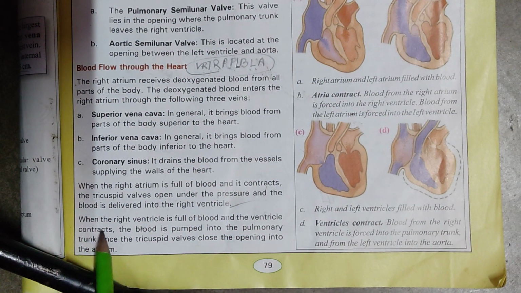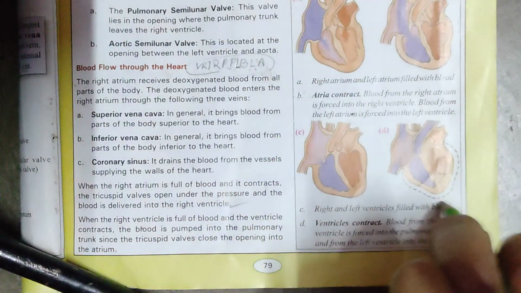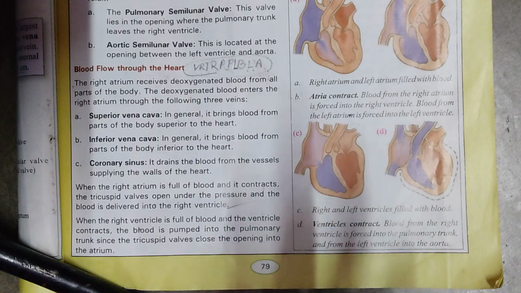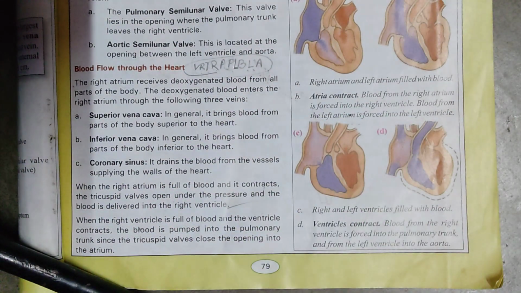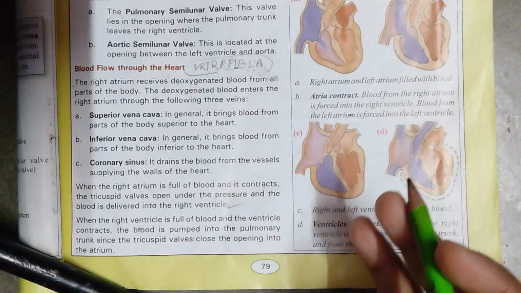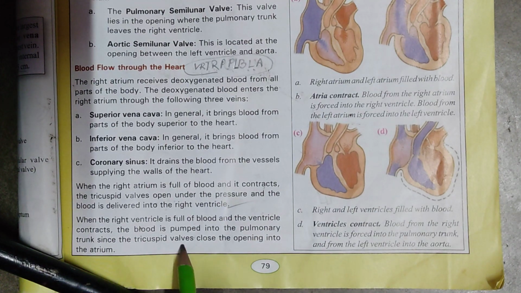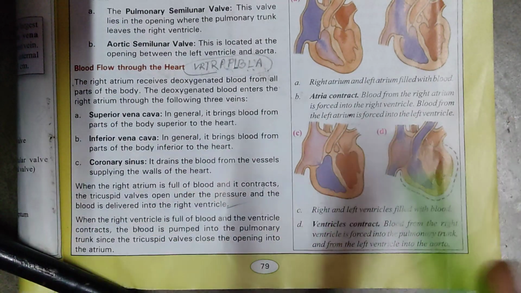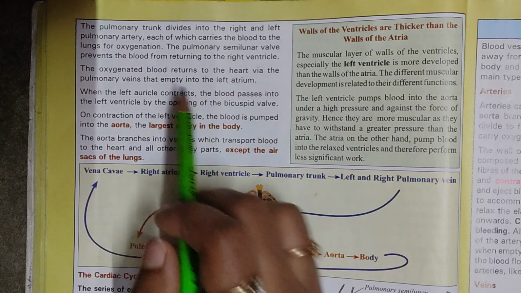Okay, now what happens? See, the right ventricle is full of blood, so it will contract. Whenever any chamber is full of blood, it will contract and create pressure. So it is creating pressure, and through where? It is moving to the pulmonary trunk, and since the tricuspid valve is closed, it cannot go back. Now what happens next?